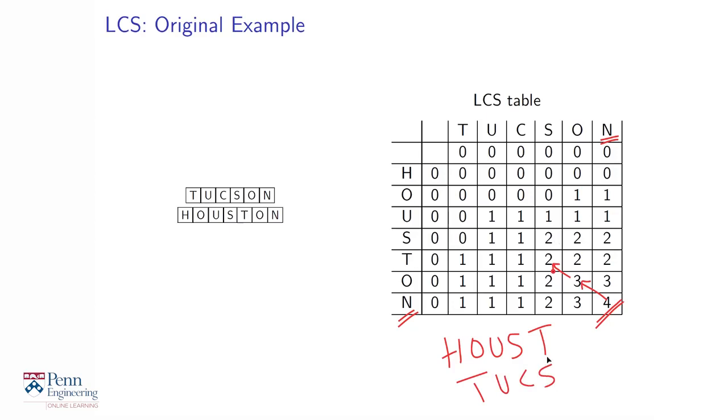Where did this 2 come from? It must have come from here, because that's the only one that's equal to this 2, and that corresponds to dropping the T from Houston. So we are now looking at matching HOUS and TUCS, and now you see that the last symbols are S in both, so they match, and so this came from here. So now we see that this 1 comes from the longest common subsequence of HOU and TUC, and so on. So if you continue like this, you can actually trace back which symbols were taken in creating the longest common subsequence between Houston and Tucson, and why we got this score of 4 at the end.